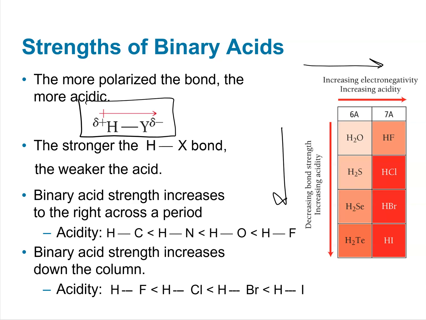And this is because as you go down a column, the bond lengths increase because the electrons are held more distantly from your central atom, and that makes them less stable bonds inherently. So they're going to be inherently slightly weaker bonds, which will make them better acids.